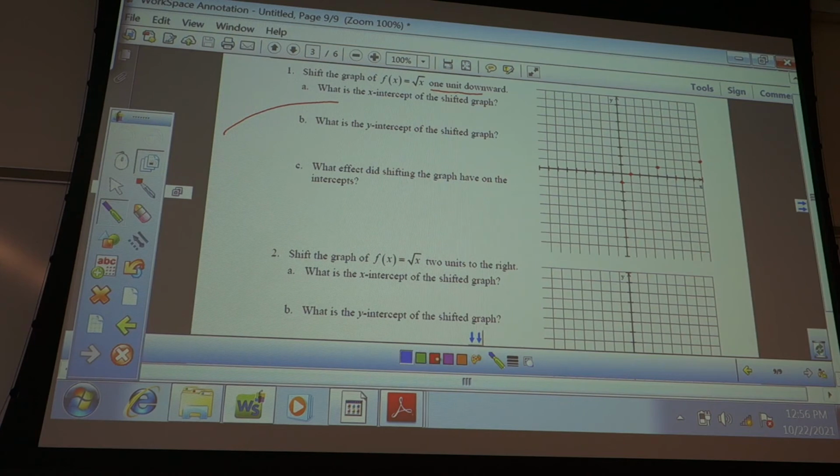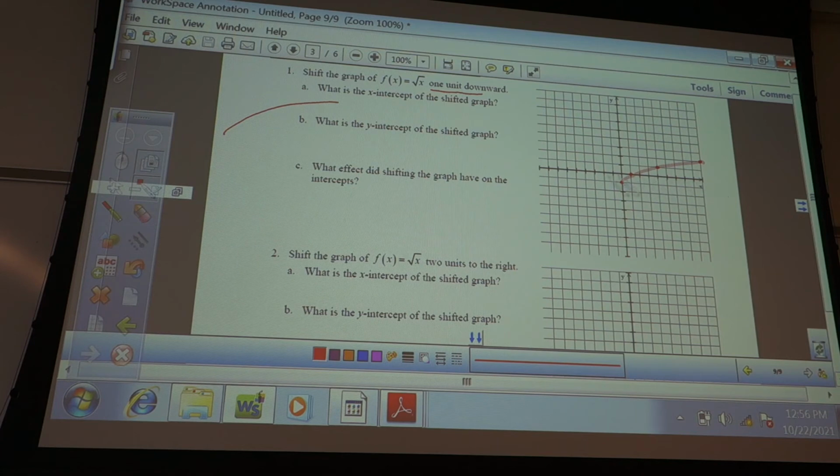So there's our new graph, looks sort of like that. What's the x-intercept of the shifted graph? Where did it hit the x-axis? Here's my x-axis. Where did it hit it? Right here. Yeah, at 1, comma 0.